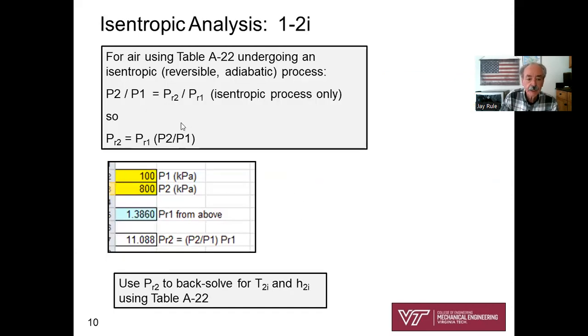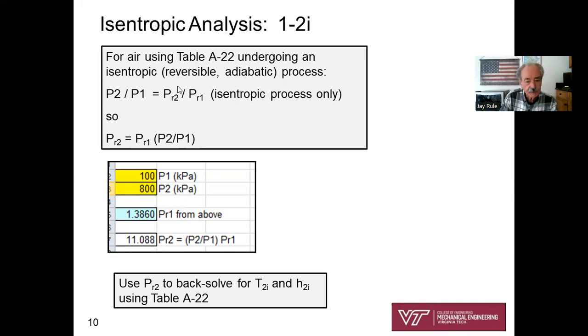The next thing we do is go back to this identity. It says for isentropic processes, for ideal gas, variable specific heat, P2 over P1 equals Pr2 over Pr1. And boy, I've written that out.